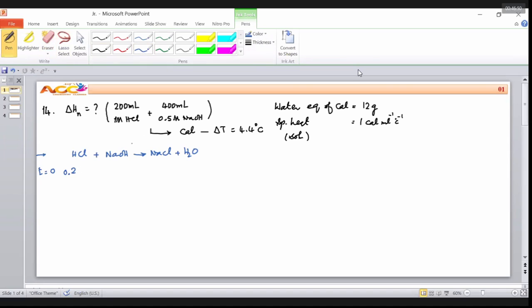Next. What about this one? 400 into 0.1. This decimal cancel again 200. What is the meaning of 200? This is also 0.2. What I am discussing here? Moles. Right?